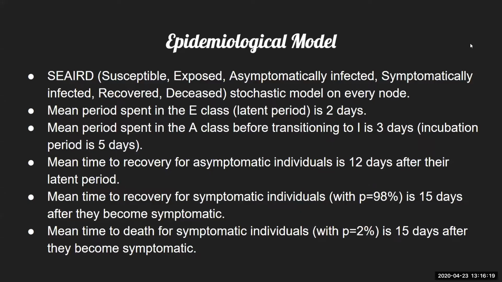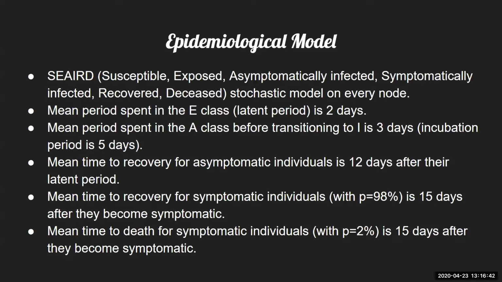So to talk about our epidemiological model, we used this multi-state model, as I mentioned, with susceptible, exposed, asymptomatic, and symptomatic states, as well as recovered and deceased. This is a stochastic model, and so we used parameters that we found in the literature.